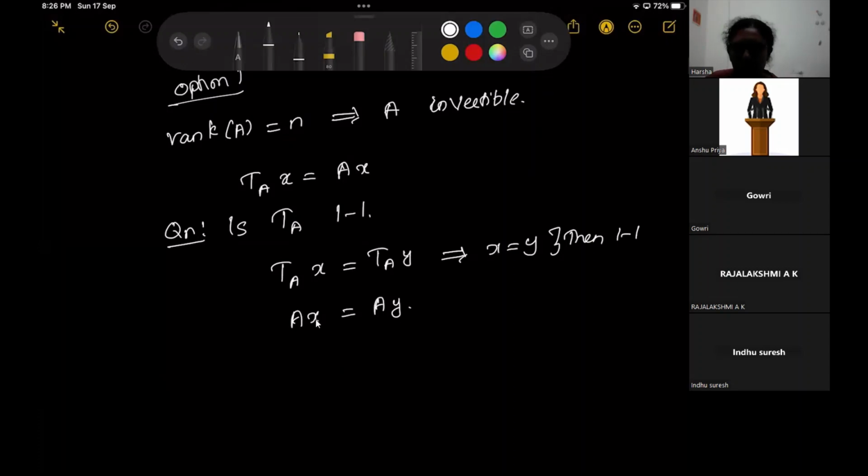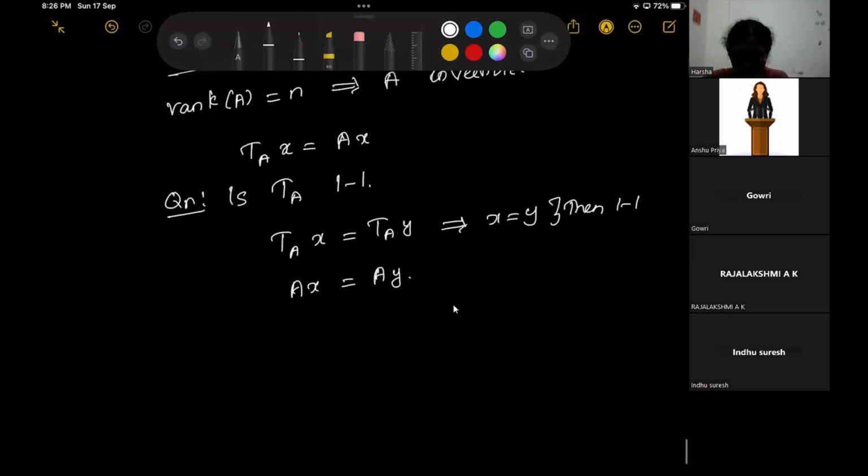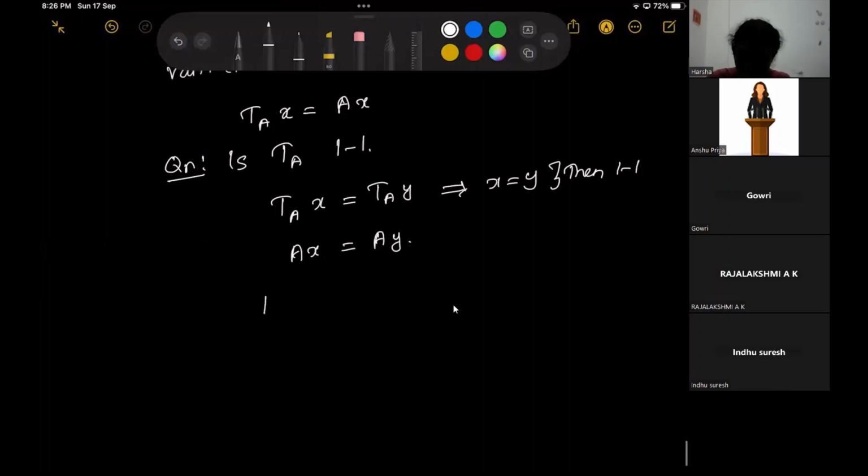Okay, I will go to the remaining part of this question after that. Let me proceed. So AX equal to AY. So we can say that we are just multiplying A inverse on both sides. So A inverse A is identity.